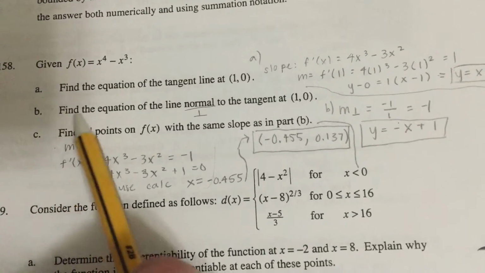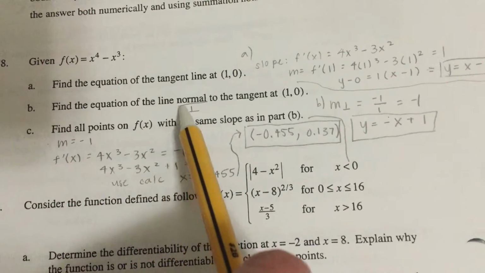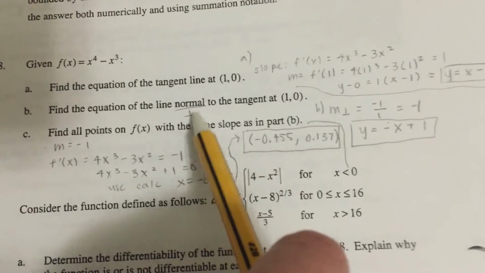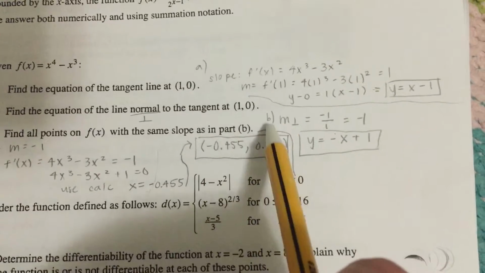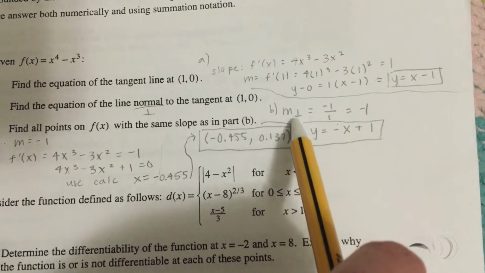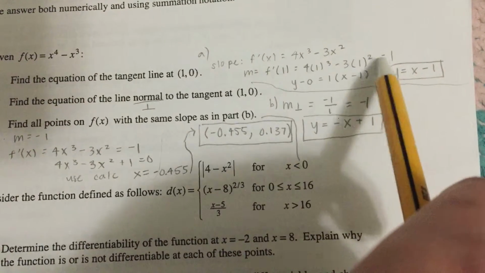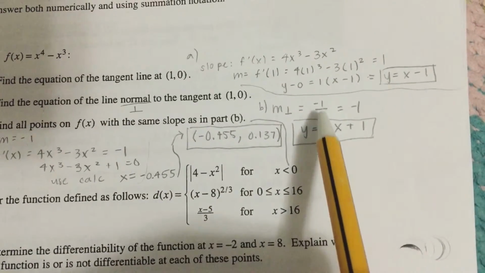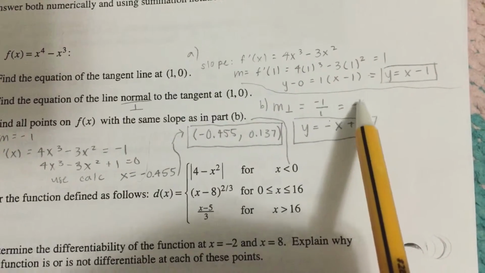For B, it's asking us to find the equation of the line normal to the tangent at (1, 0). And normal just means perpendicular. So what we want to do is find the slope perpendicular to 1. So that's just the opposite reciprocal, so it's just negative 1 over 1, and that equals negative 1.